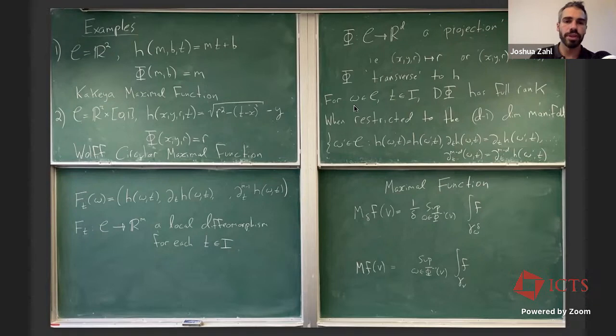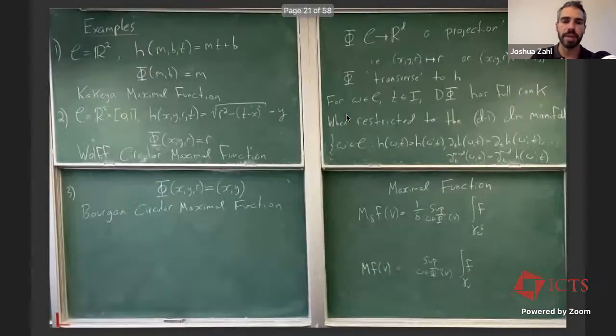The Bourgain circular maximal function is defined with the same idea. All you do is you change the defining function phi. Instead of phi of x, y, r being r, it's just x comma y.